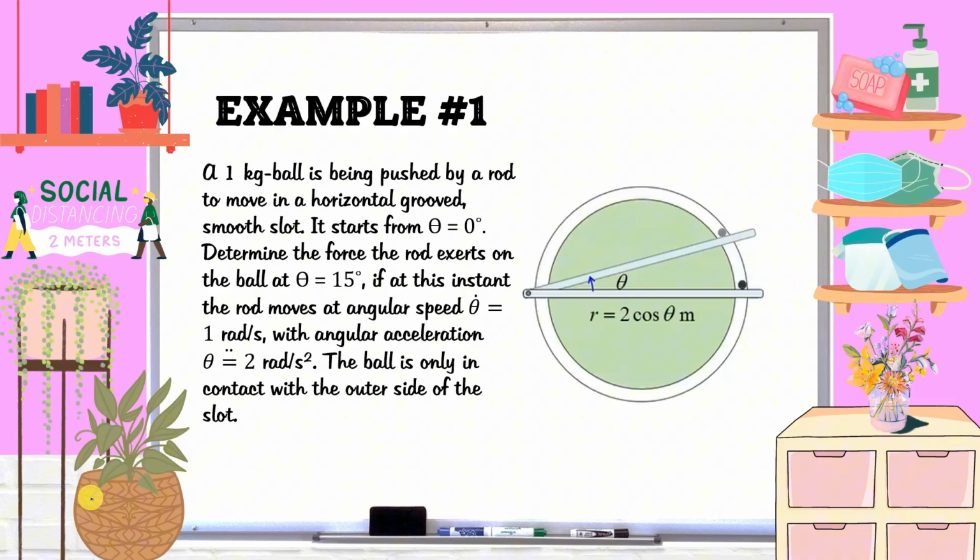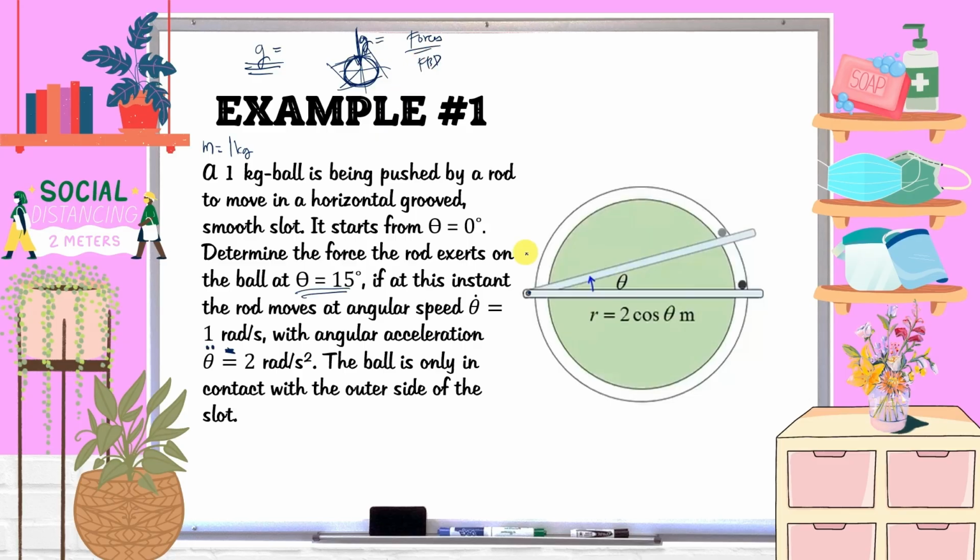So example 1, we have a ball which is 1 kilogram. Take note, 1 kilogram, this will be our mass. It is being pushed by the rod to move in a horizontal groove. When we say horizontal groove, it means it is on the ground, so the gravitational acceleration will not take effect. Why? If you recall, if this is our ground and we have this vertical representation, here is the gravitational acceleration. But if it is horizontal, the gravitational acceleration has no effect in creating the forces for our free body diagram.